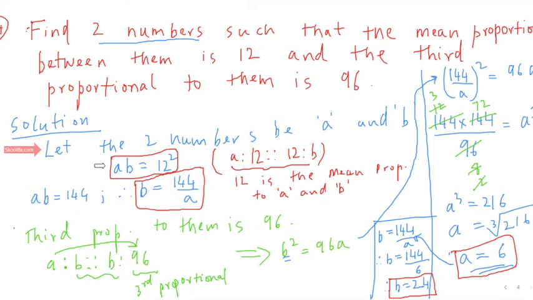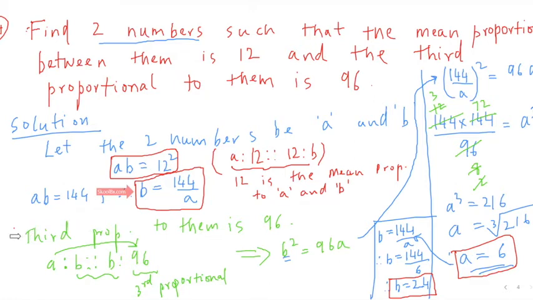Then we express them, because they are in a continued proportion. The moment they say that two numbers are such that the mean proportion between them is 12, it's understood that it's in continuous proportion, because mean proportion is only there in continued proportion. So we concluded from that that AB is equal to 12 squared. Since AB is equal to 144, we concluded that B is equal to 144 by A. This result could be used later on.